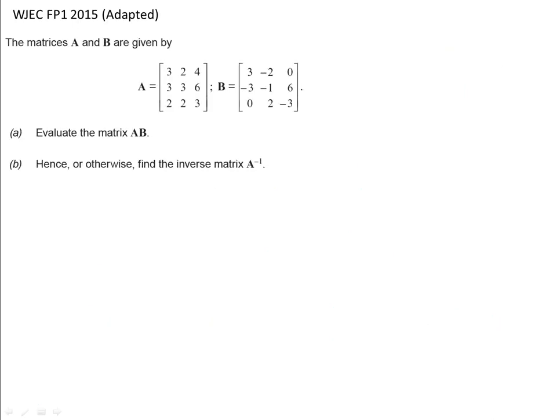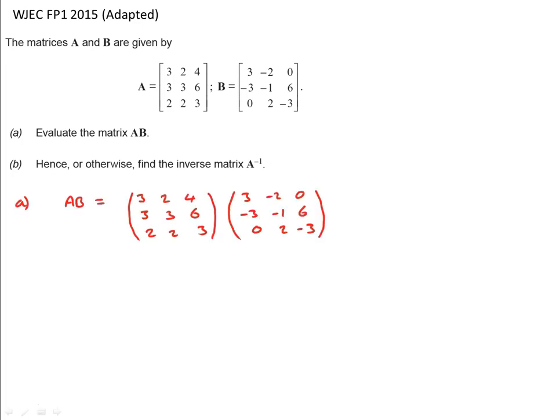So let's now move on to a second example. We have matrices A and B given there. We have to evaluate the matrix A times B, and hence or otherwise we have to find the inverse matrix A inverse. Okay, so part A, we've got this matrix multiplication to do. If we take the first row of A and multiply it by the first column in B, we've got 3 times 3 is 9, plus 2 times minus 3 is minus 6, plus 4 times 0 is 0, so that's 9, add minus 6, add 0, which is 3 as the first entry in AB.